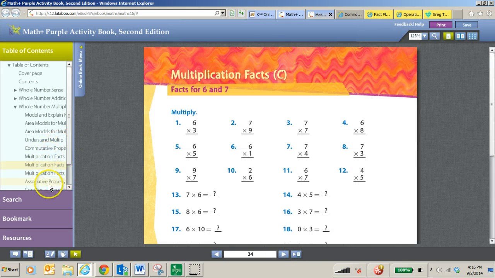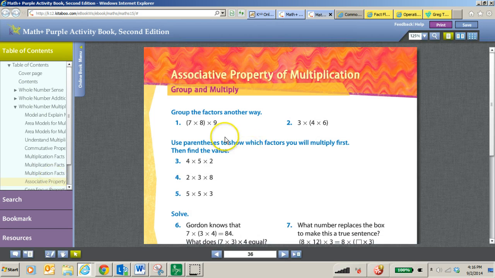So as you practice facts, you'll get to the associative property. The associative property basically means that you can group things and make it a little bit easier. So it doesn't matter where the parentheses are. You're still going to get the same answer. And when you have parentheses, that means you're going to work out those two numbers first. So right here it says use parentheses to show which factors you will multiply first. If I think about these numbers, it would be easier for me to put the parentheses right here by the 5 and 2, because I know 5 times 2 is 10, and I know 10 times 4 is 40.